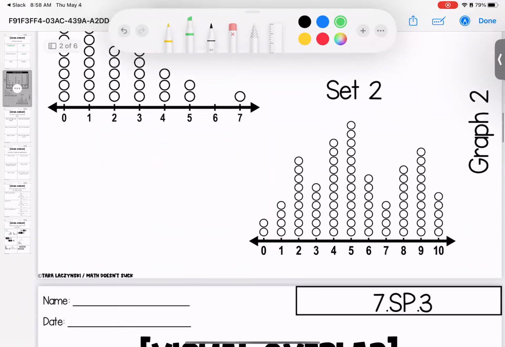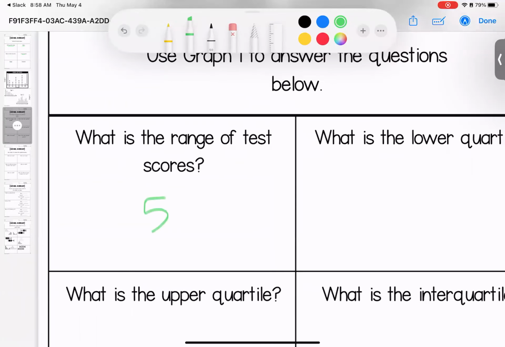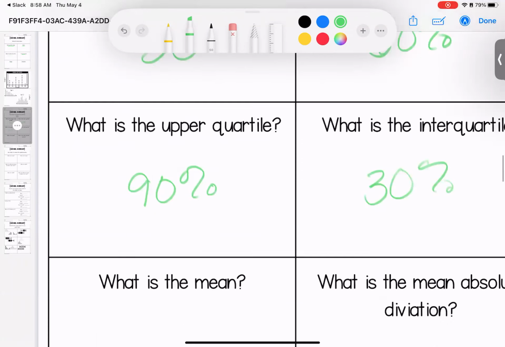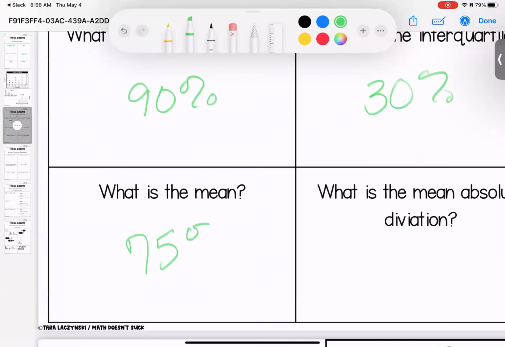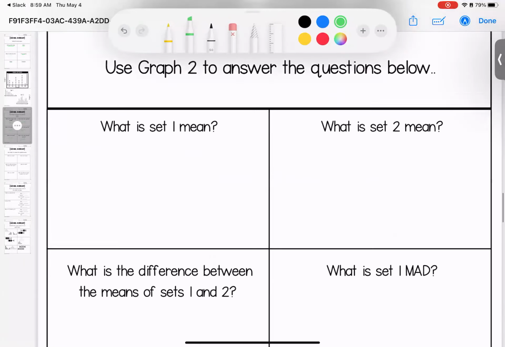All right, so for this one, we are looking at graph one. Again, I'm just going to go over the answers, but if you have specific questions on how to find them, please bring them with you to class, okay? So what is the range of the test scores? The range is 50. Lower quartile is 60%. Upper quartile is 90%. Interquartile is 30%. The mean is 75%. And the MAD is 20.25. If you have questions on these, go ahead and bring them to class. Again, just going over the answers so that you have availability to review them.